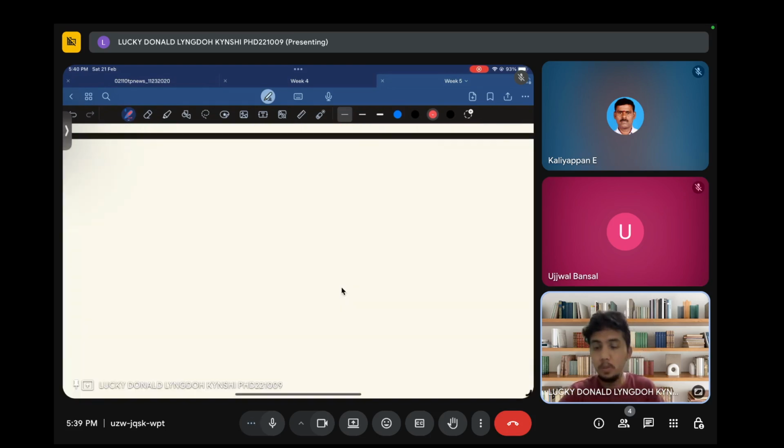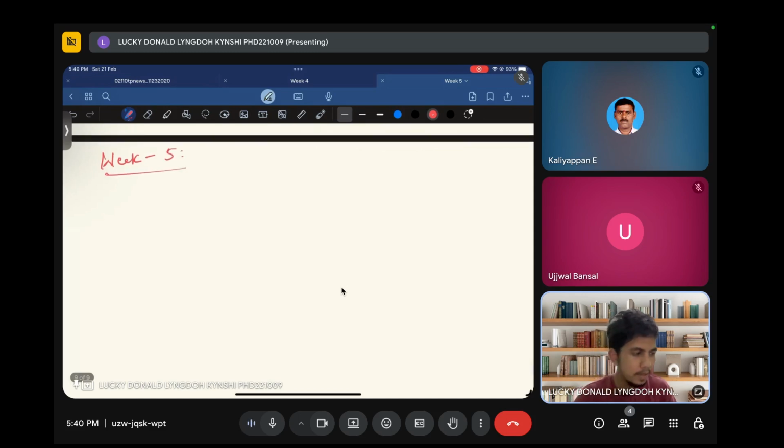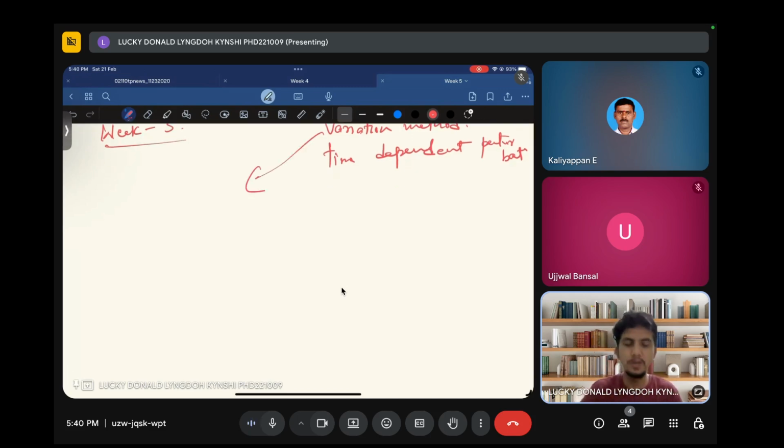Now we will go to your week 5 assignment. In your week 5 assignment there are two things. One is your variation method, and second is your time dependent perturbation. We will first see what happens in the variation method.